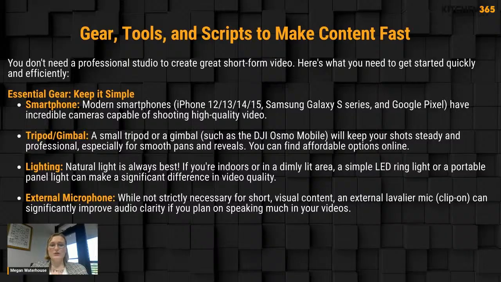Next is lighting. Natural lighting is always best, of course, but if you're indoors or in a dimly lit area, a simple ring light or a portable panel light makes a huge difference in the quality of the video.